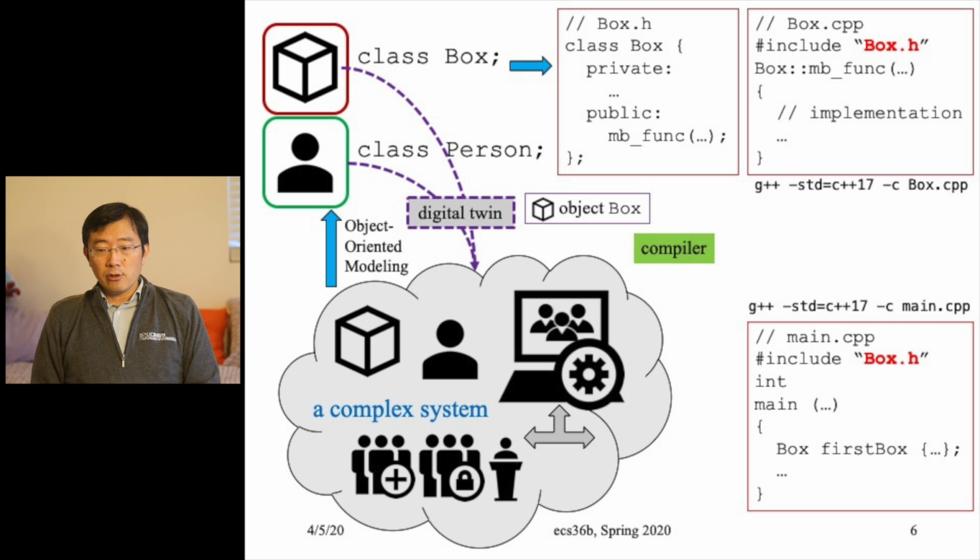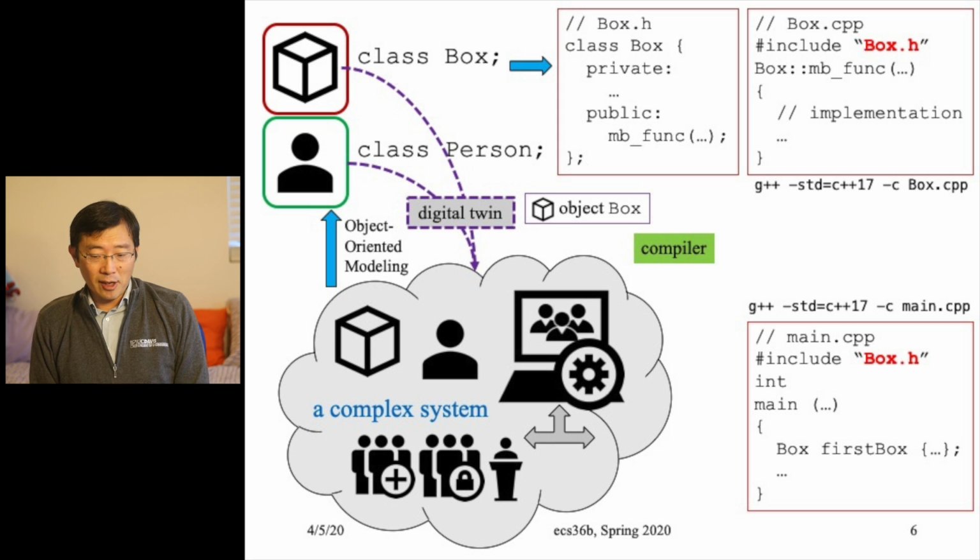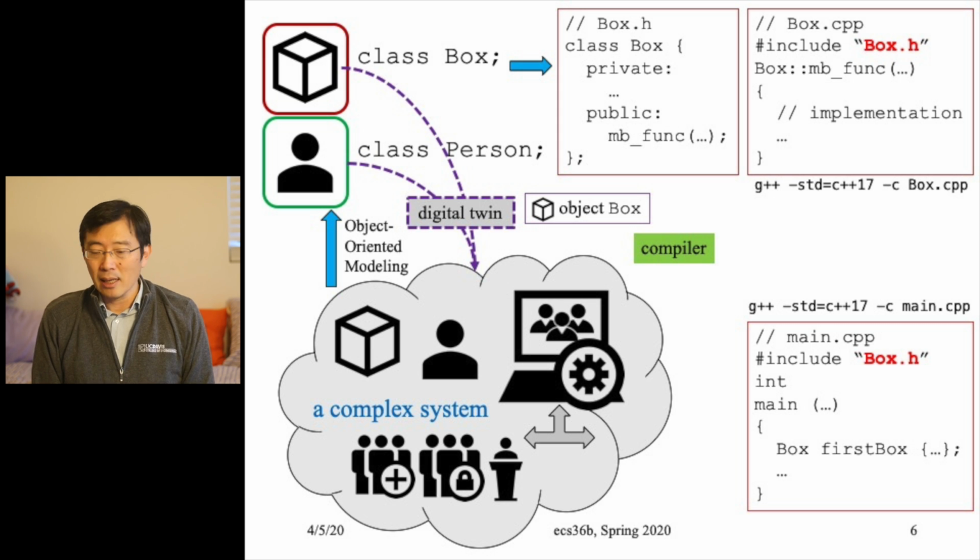So I'm actually going to compile both box.cpp and main.cpp. You can see that I now put in two lines. One is g++ -std=c++17 -c box.cpp. And the other one is g++ -std=c++17 -c main.cpp. Okay, I do want to mention something.